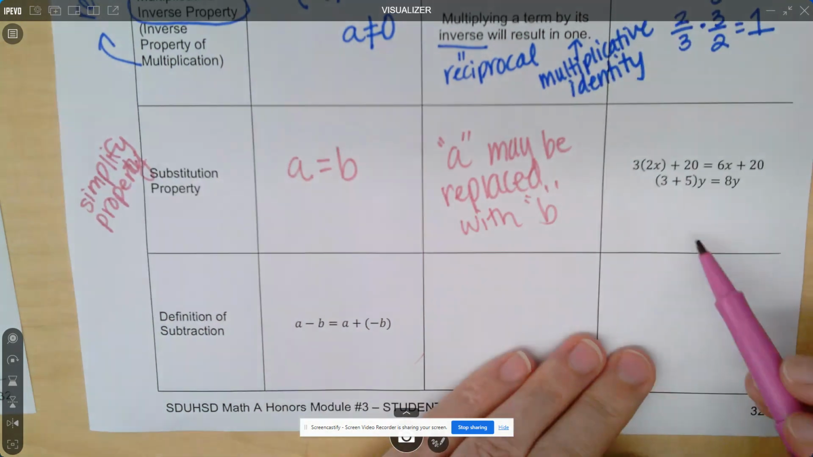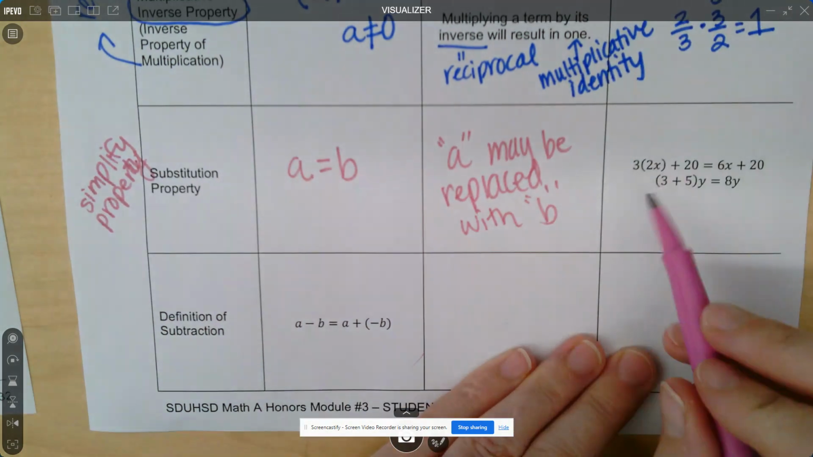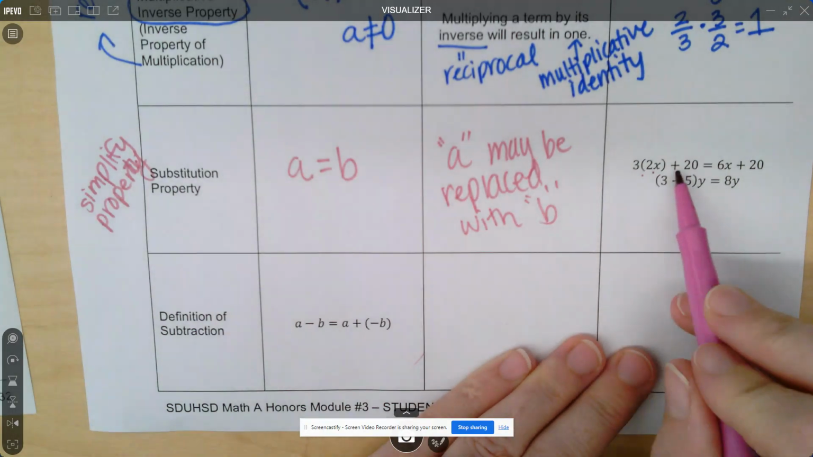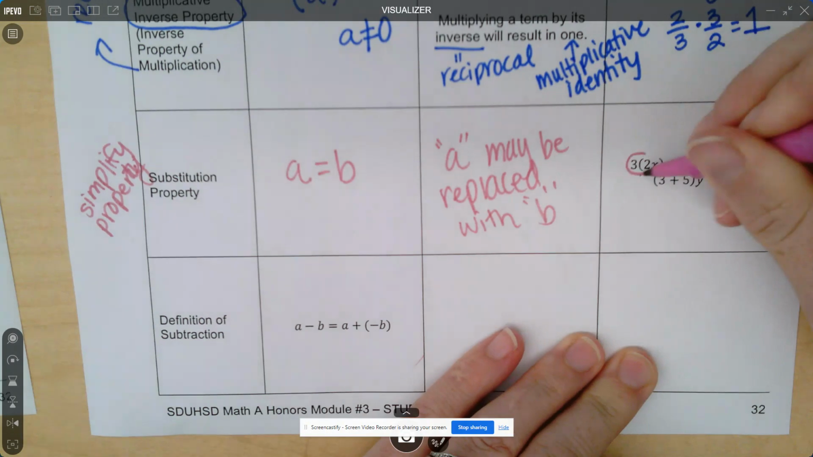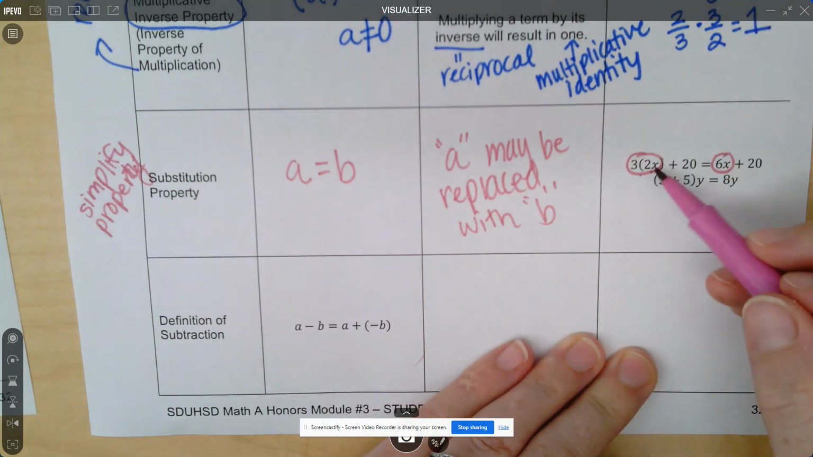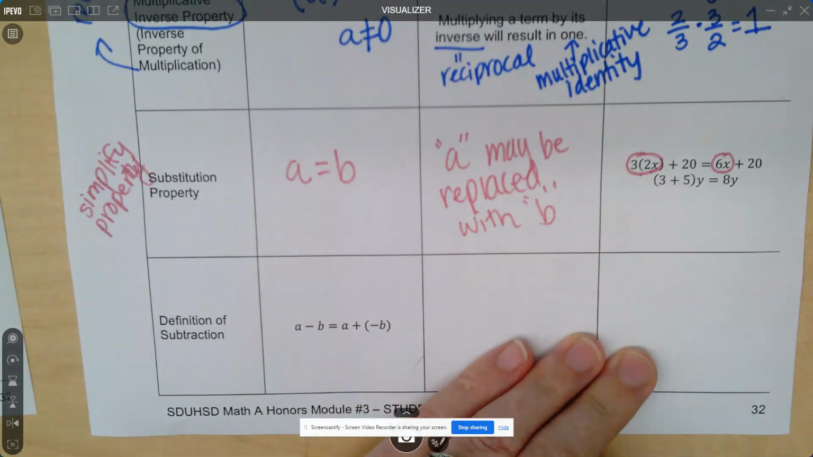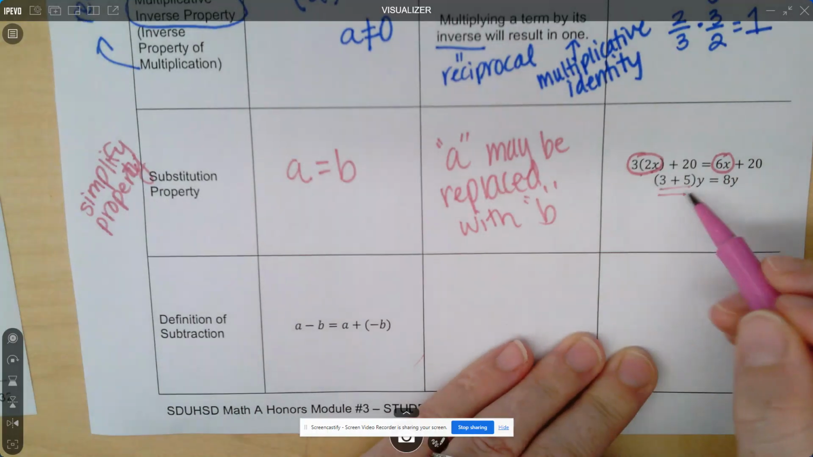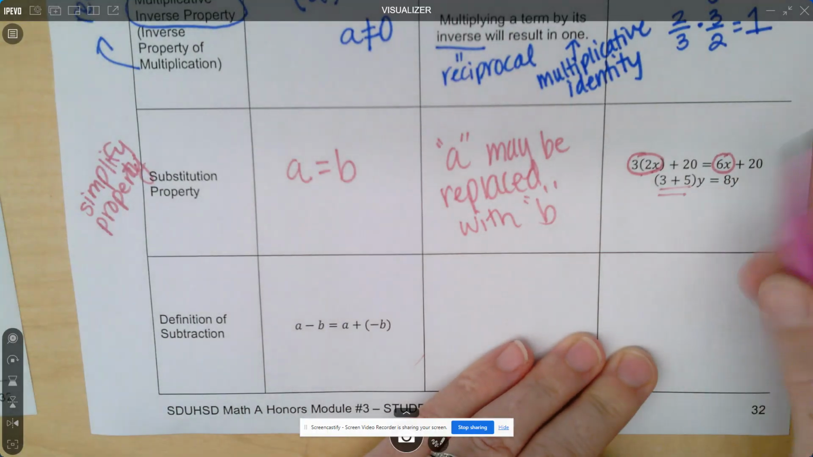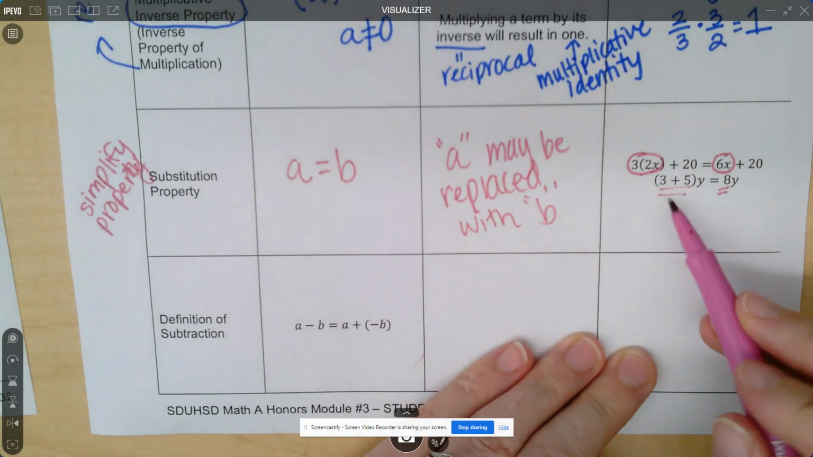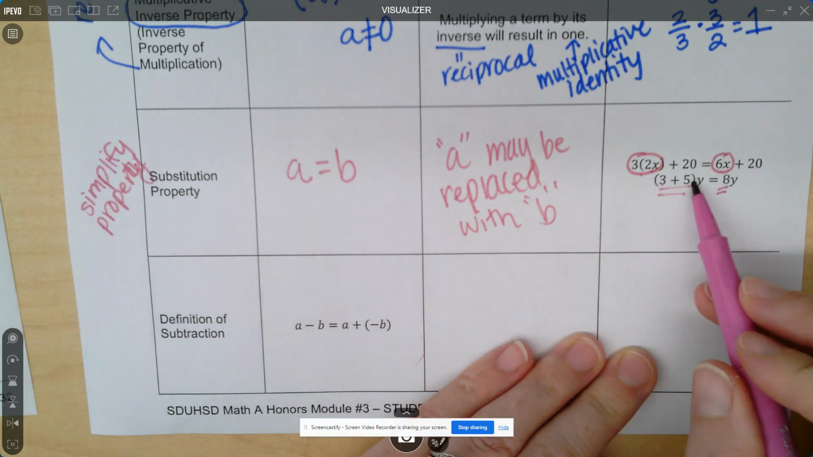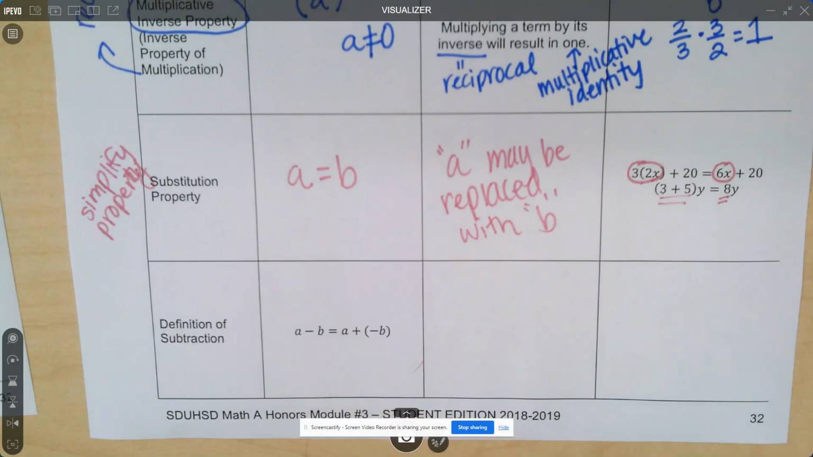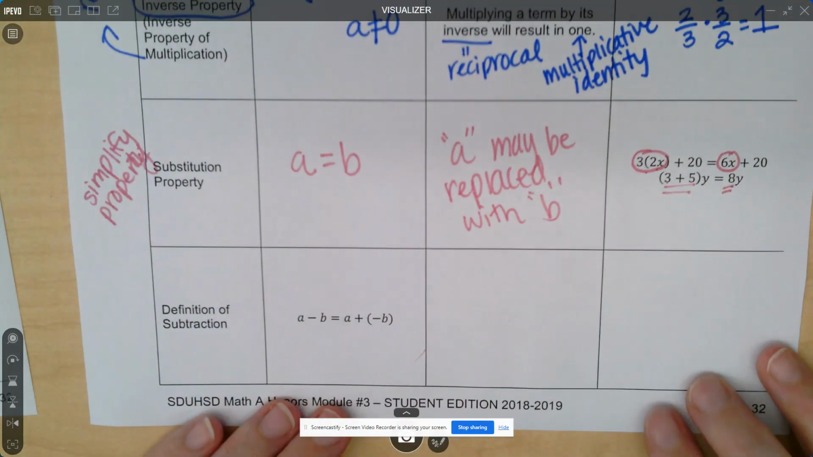And if you look over here, we had 3 times 2x plus 20 is 6x plus 20. So they're just simplifying or substituting 3 times 2x is equal to 6x. And here we have 3 plus 5 groups of y is equal to 8y. They're just simplifying or using the substitution property, saying that 3 plus 5 is equal to 8. Really nice job. The last property is one we've used a lot this year.